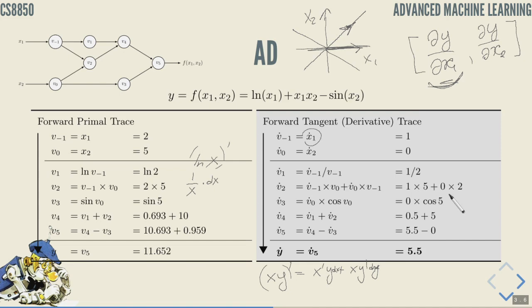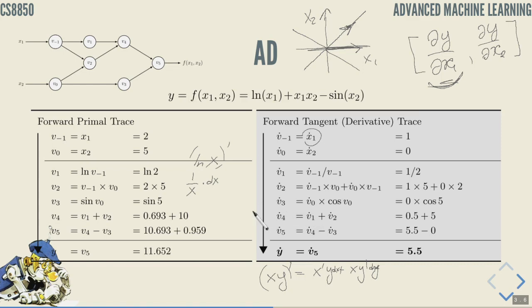1 takes 5. Oh, okay, that's the thing. Because the derivative of x is 1, okay, the derivative is 1. That's why we have this.